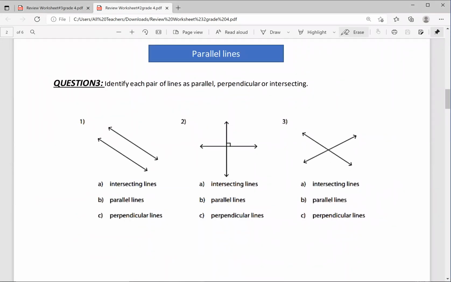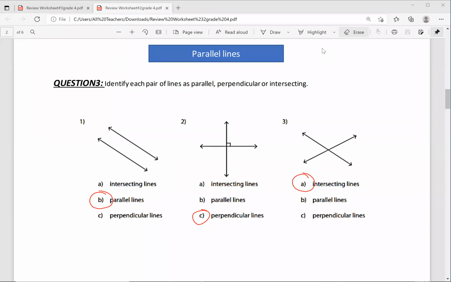We need to tell if the following pairs of lines are parallel, perpendicular, or intersecting. Parallel lines never meet at all. Perpendicular lines are intersecting lines, but they form a right angle or a square corner. Intersecting lines meet at one point. They cross each other at one point. So it's obvious that the first pair are parallel lines because they never meet or cross each other. Figure 2 is perpendicular lines because they have a square corner. And in number 3, we have intersecting lines.